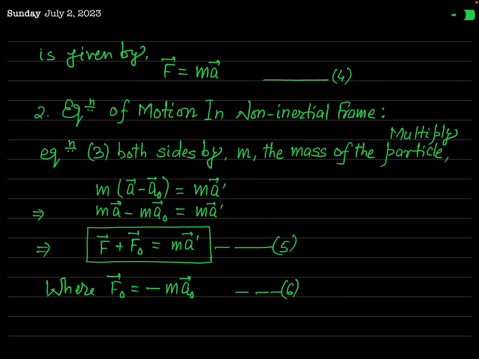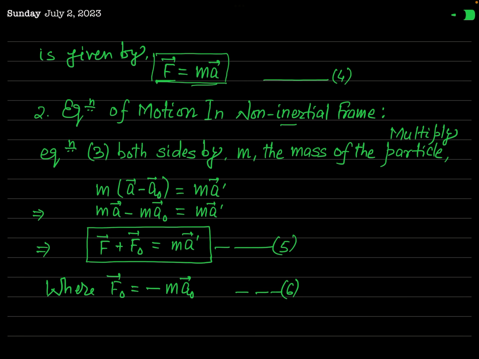So if F represents the total force, or the resultant of all the actual, real forces acting on the particle, then according to Newton's second law of motion, this F will be equal to ma. This equation F equals ma is called the equation of motion of the particle in an inertial frame. So you can see it is very easy to write down this equation of motion. But now we will see how to write the equation of motion in a non-inertial frame.